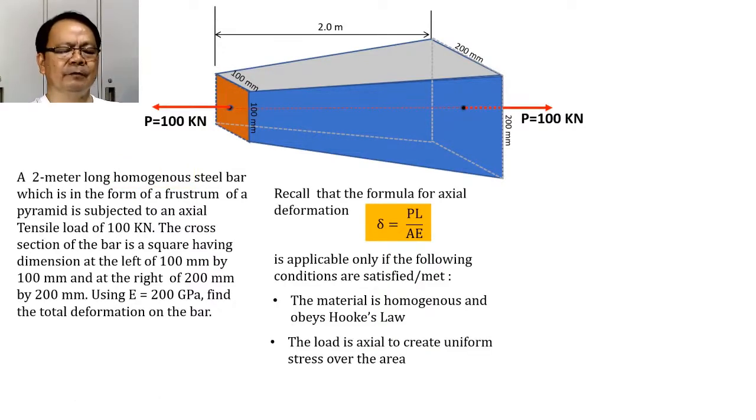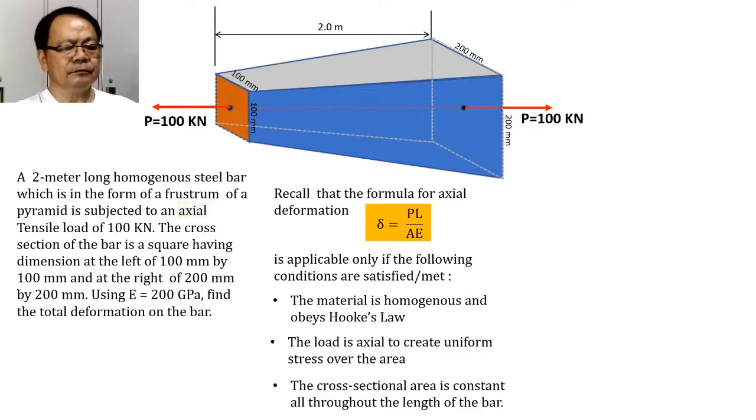The second one is that the load is axial, in order to create a uniform stress over the area. Now, if we go back to our problem, it is mentioned that the tensile load is axial, hence the second condition for this formula to be used is satisfied also. While the third one is that the cross-sectional area is constant all throughout the length of the bar. Dapat daw, yung cross-sectional area ng material ay constant all throughout the length of the bar.